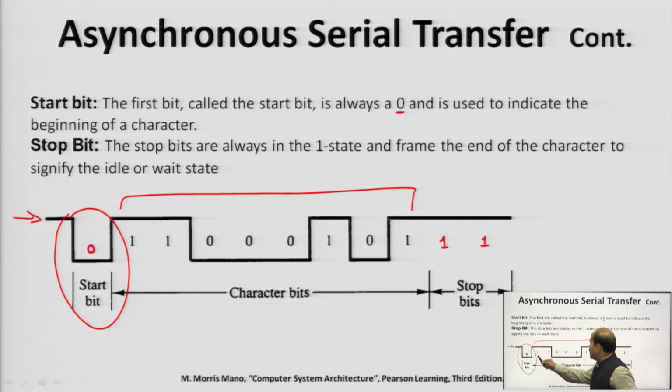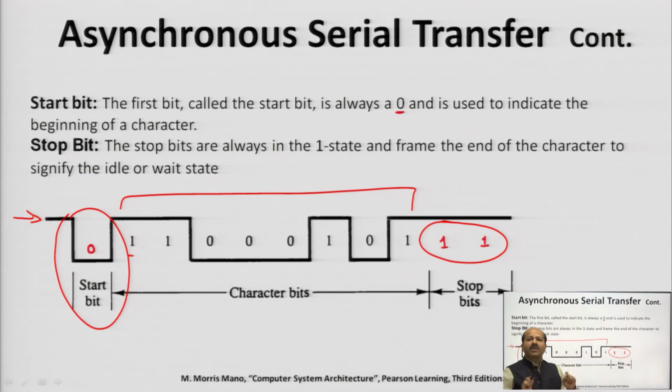Now, after 0, you can see there are 8 bits of information in that particular character. Once the information is over, to inform the destination that the message is over, or to bring the line to a higher state, these 2 stop bits are also attached. This way both the devices will be synchronized. So, we have to add 0 as a start bit and 1 as stop bits.